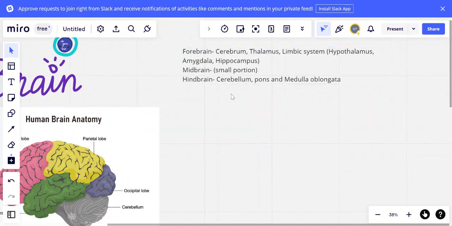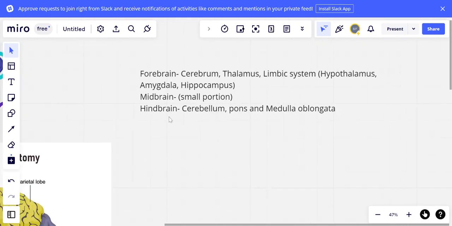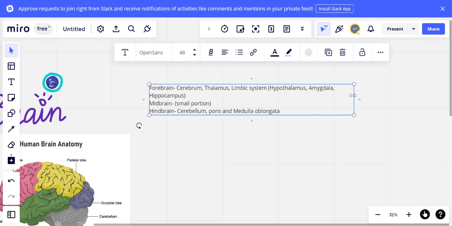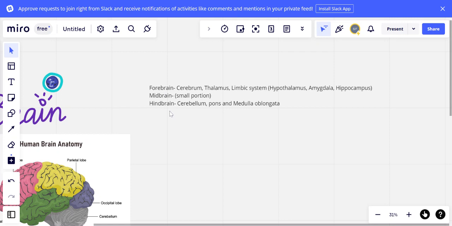So this is how your brain is structured. So the three main sections: forebrain, midbrain, and hindbrain. Right. So let me just change this a little bit so it's clear. Yeah, better. So forebrain, midbrain, and hindbrain.